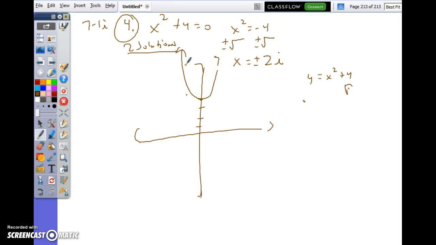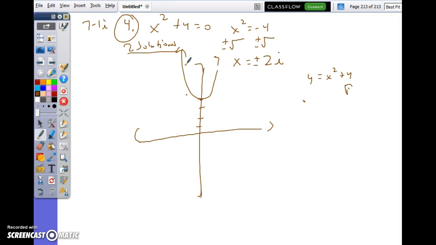So how many times did that cross 0? None. Why are the solutions imaginary? Because it doesn't cross 0. There's no real number where it's going to give you an actual answer. Does that make sense? I graphed it. No zeros there. But I expected that because I had imaginary solutions, right?